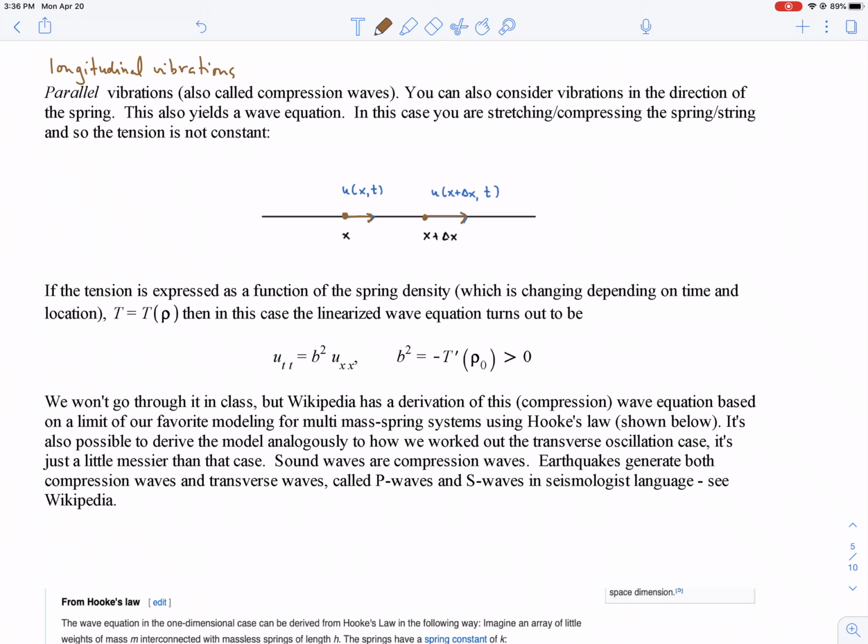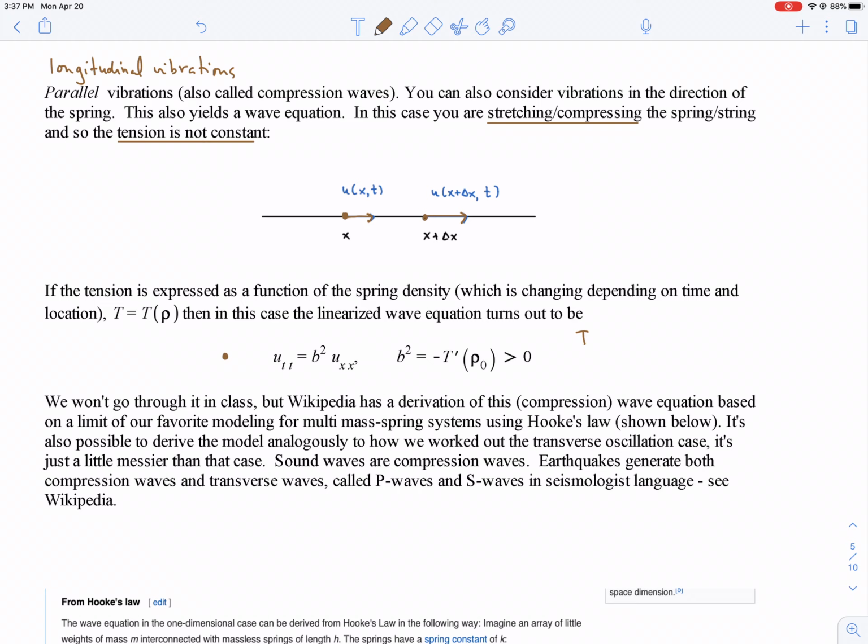Because the movement is different in different places, in this example you're stretching and compressing the string, and so the tension is not constant. You can do a similar derivation as on the previous page, and you will again get a wave equation, but the speed will not be the same as it was for the transverse oscillations. It will turn out to be the opposite of how fast the tension is changing as a function of rho, at the initial density.